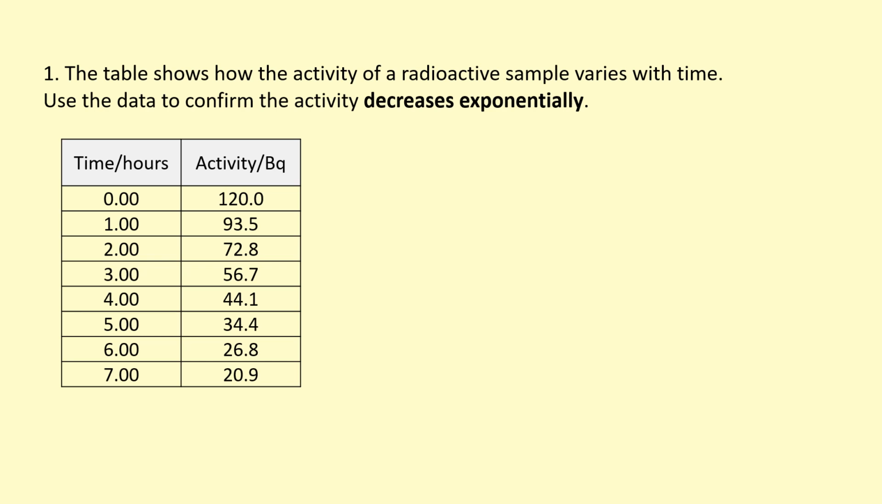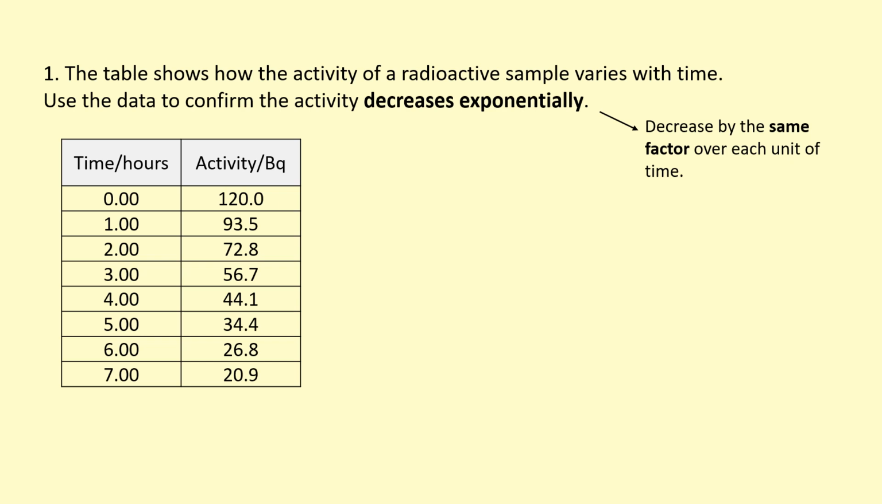Because the table shows how the activity of a radioactive sample varies with time. You use the data to confirm the activity decreases exponentially. The thing about exponential decrease that's unique and separates it from other types of decrease is that when there's exponential decrease, it decreases by the same factor over each unit of time.